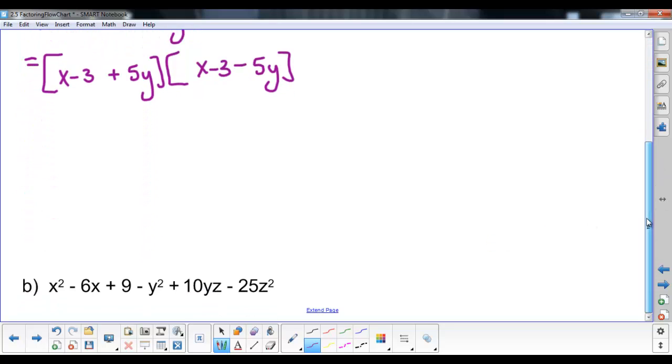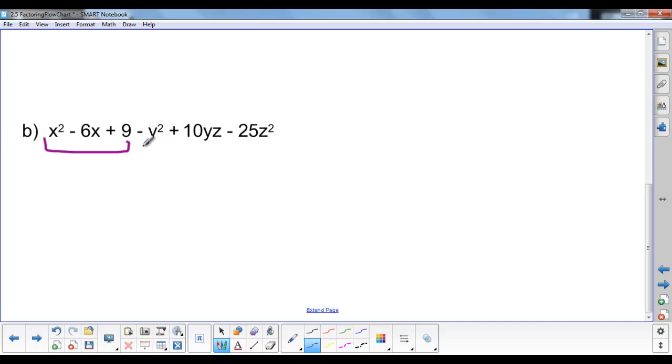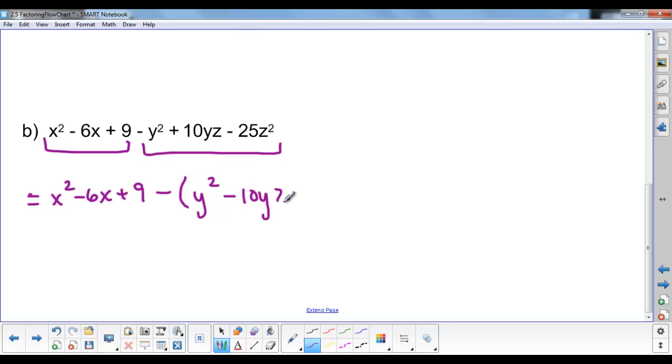For example B, we have 6 terms. Again, we see x squared minus 6x plus 9, so that's probably going to be in its own group. And the last three terms definitely look like a perfect square trinomial. But remember, in a perfect square trinomial, the last term must always be positive. So we're going to factor a negative out of this last group. So we have x squared minus 6x plus 9, and then we take out the negative, and we're left with positive y squared, negative 10yz, and then positive 25z squared.